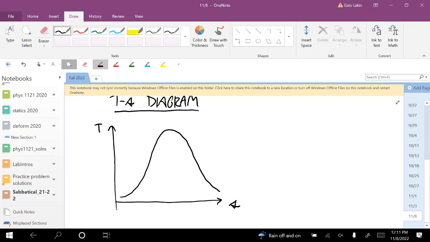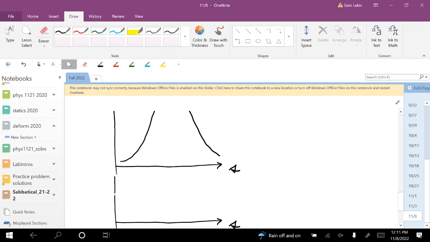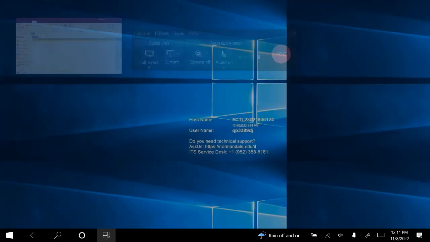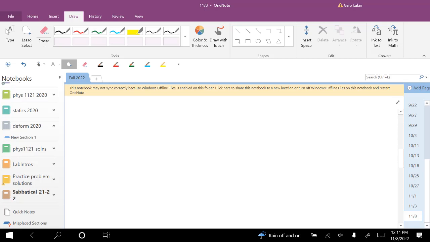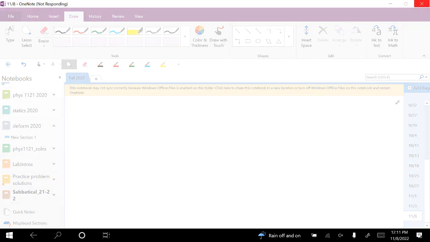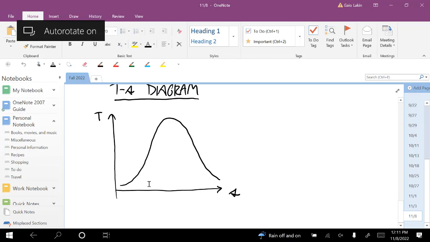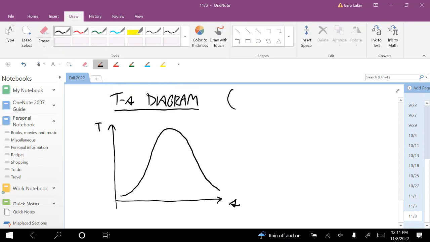And here is what this ideal, so this is what I'm going to show you, a graph of the TS diagram for the ideal Rankine cycle. And here's what it looks like. So at state one, you have a saturated vapor.